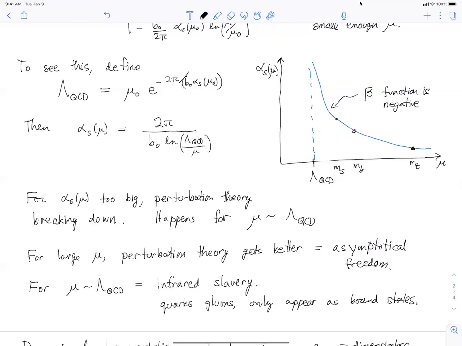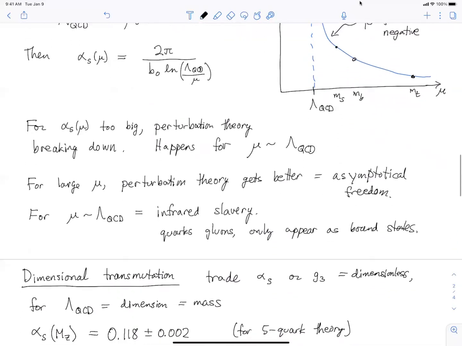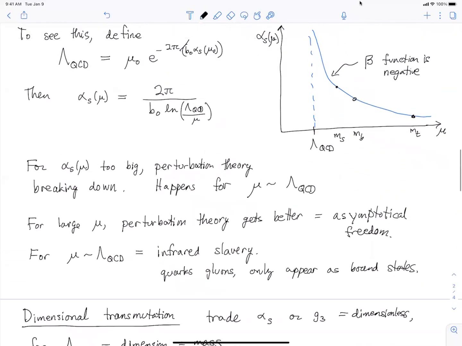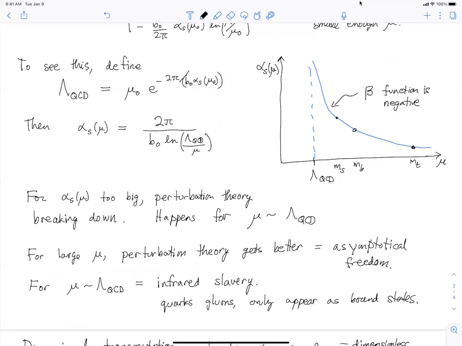And before Gross and Wilczek and Politzer, it wasn't actually known that it was negative. In fact, a lot of people doubted that you could even have a negative beta function in a quantum field theory. But it's the fact that it's negative that leads to this infrared slavery and confinement.